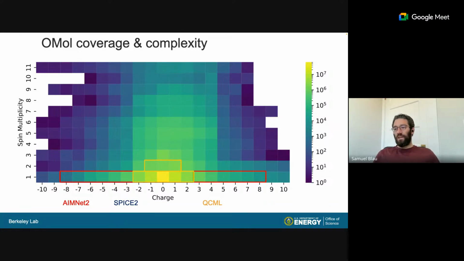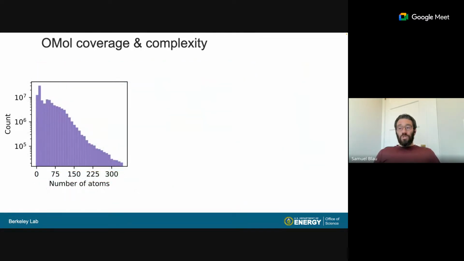And charge and spin are really central to so much of molecular chemistry, from catalysis to reactivity in batteries, et cetera. We also go up to 350 atoms in each snapshot.